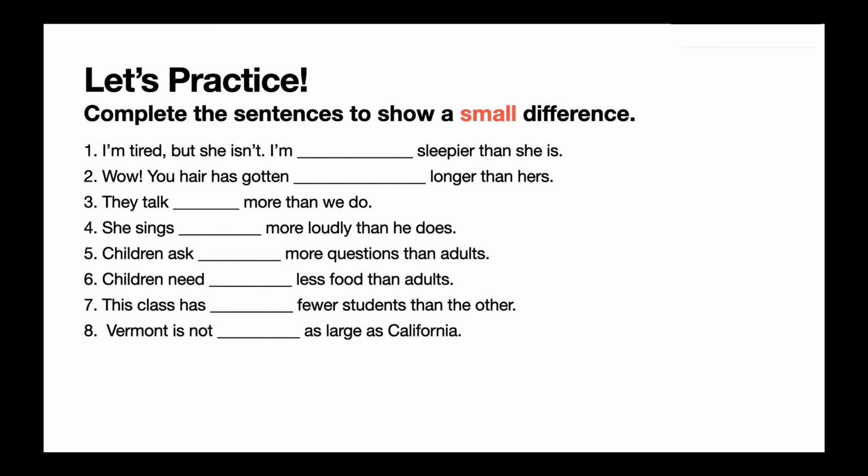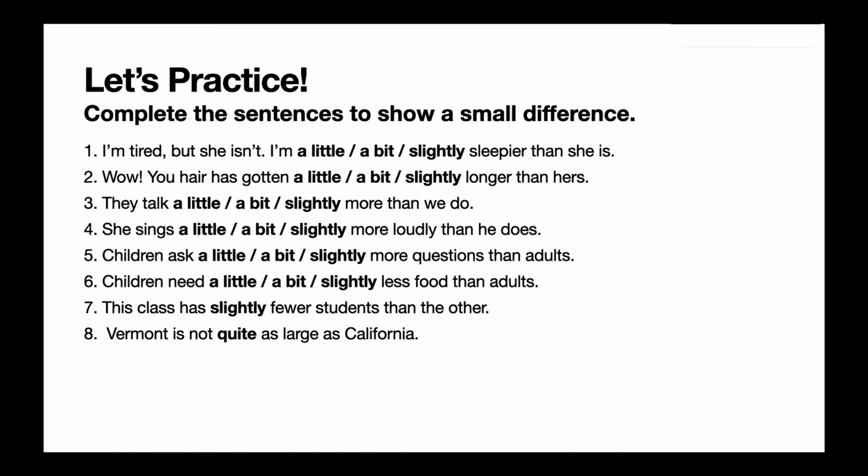Now let's practice again. So pause the video and complete these sentences to show a small difference. Then unpause the video to see the answers. So with these, numbers 1 through 6, we would use a little bit, a little, a bit, or slightly. For number 7, because we have the word fewer, we would just use slightly. And for number 8, the as, we would use quite, not quite, to show a small difference.